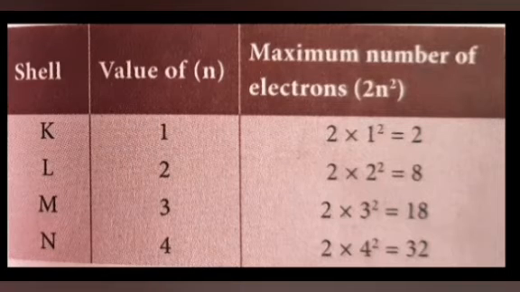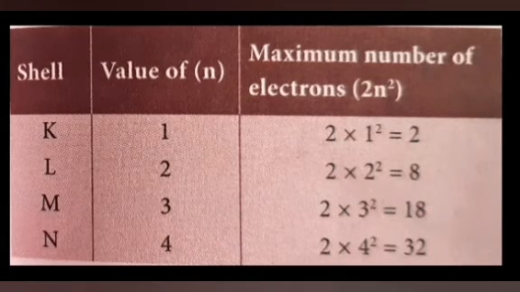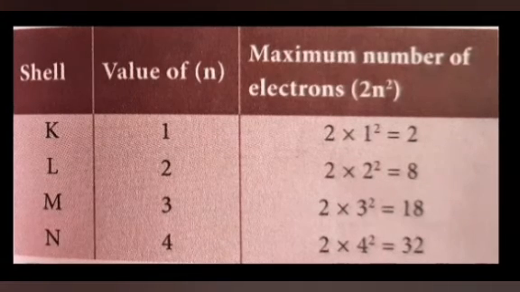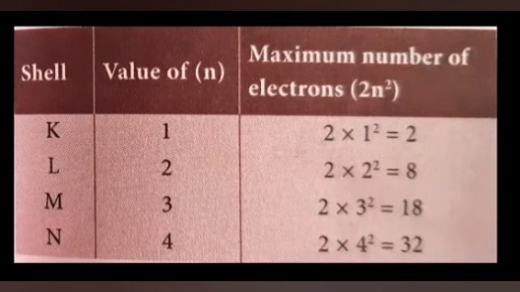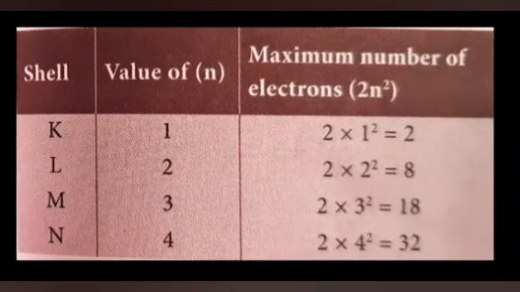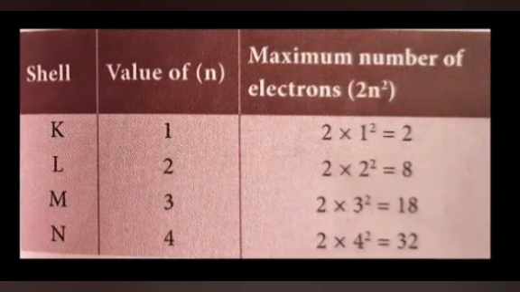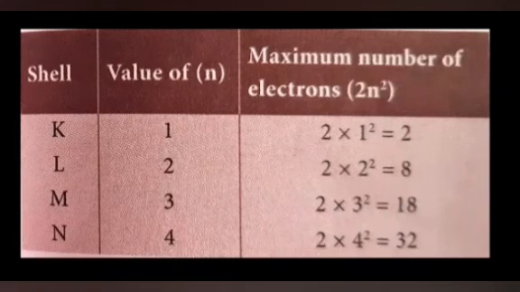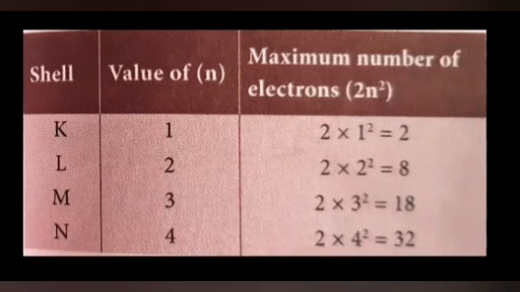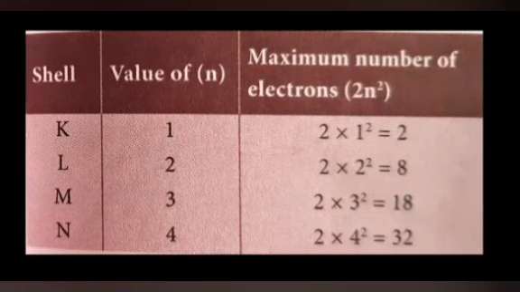Now I will show you on the table. This is the shell; already I showed the picture with K, L, M, N. The value of n is 1, 2, 3, that is, first shell, second, third and fourth. What is the maximum number of electrons? You have to use the formula 2n squared. Shells are represented like K, L, M. For the first shell, using the 2n squared formula, 2 into 1 squared is 2. Like that for L, M, N. You know very well K is the shell closest to the nucleus. So using the formula 2n squared, find out the maximum number of electrons in the shells.